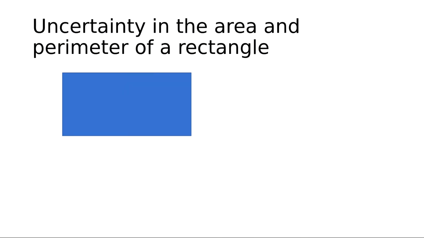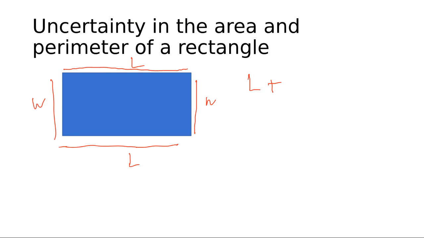So what's the perimeter here? Well, the perimeter is going to be length plus the width plus another length plus another width. So I have L plus W plus L plus W. So that's the perimeter, and I will call that P. My question is, how do I find delta P?